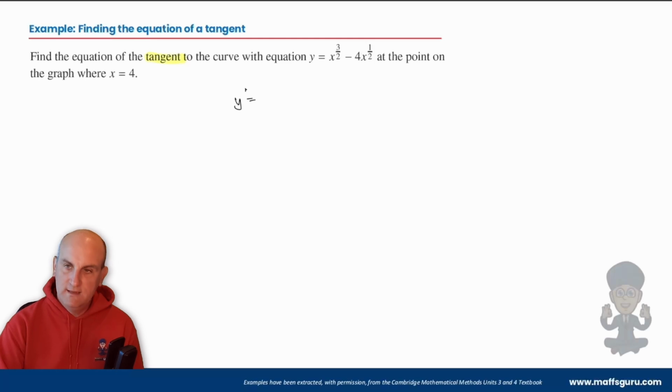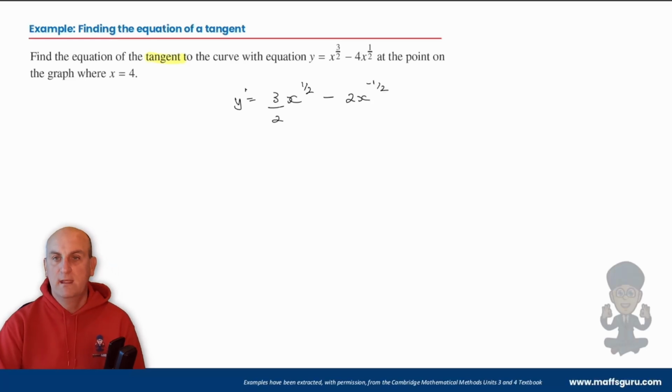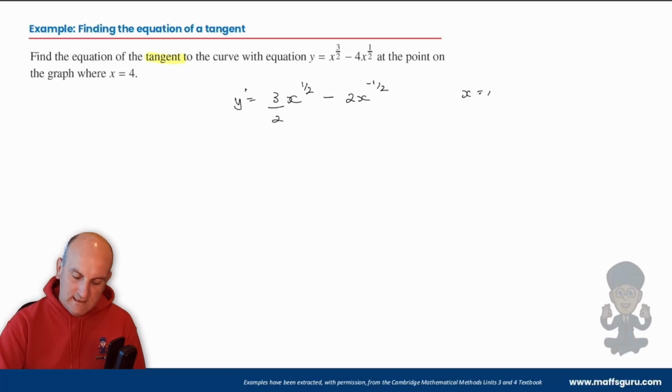So y dash is going to be equal to 3 on 2. So I'm going to multiply it by my power and take 1 away from my power. 3 halves minus 2 halves is going to give me 1 half. So there's a half. Minus 4 times a half is going to give me 2x to the minus a half. So there we go. At the point on the graph where x equals 4, we want y dashed is equal to 3 on 2 times 4 to the power of a half minus 2 lots of 4 to the power of minus a half.